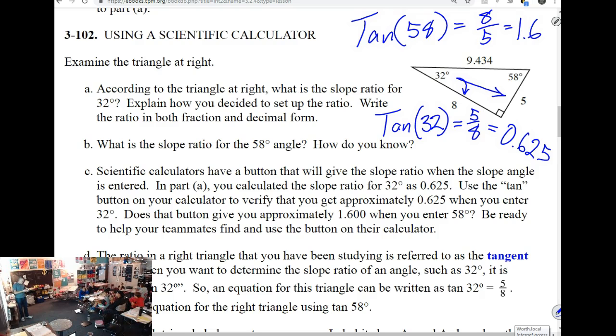If you type in tangent of 58, it would round to 1.6. So we don't have to cross multiply? Well, we're not solving for anything here. We're just checking the triangle, making sure it works. So how is getting this slope checking the triangle?